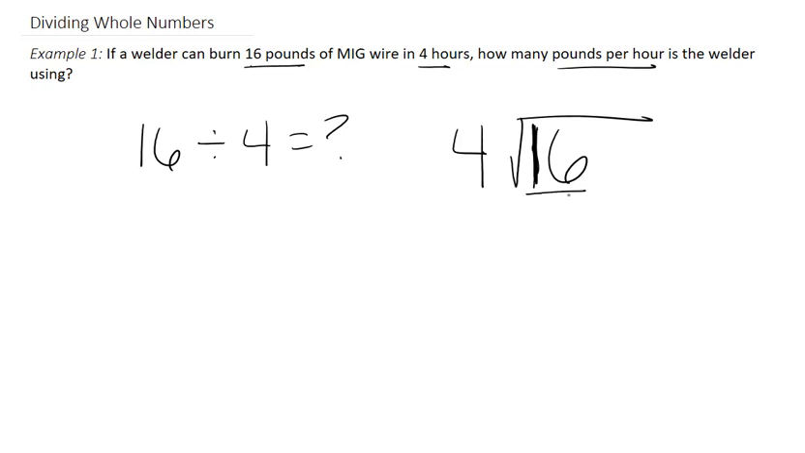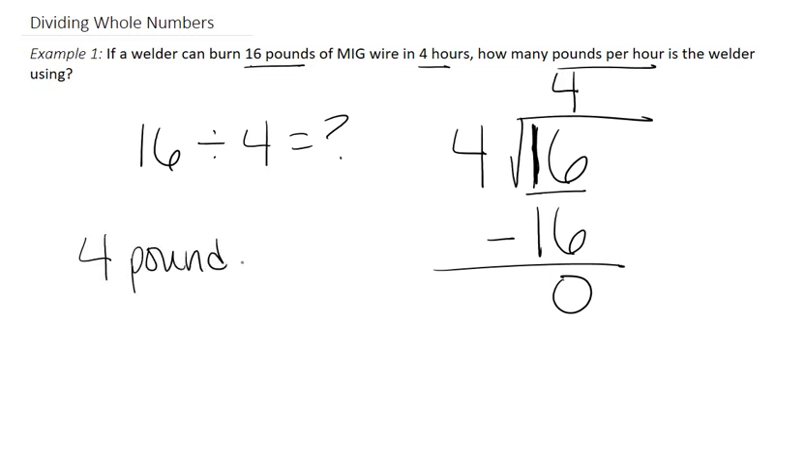So we need to expand it to 16. Now 4 can go into 16 how many times? The answer is 4 times. So we put it above the 6, because 4 times 4 is 16. Then we subtract 16 minus 16 to get 0. So we know we did it correctly, and this is our solution. So it's 4 pounds per hour.